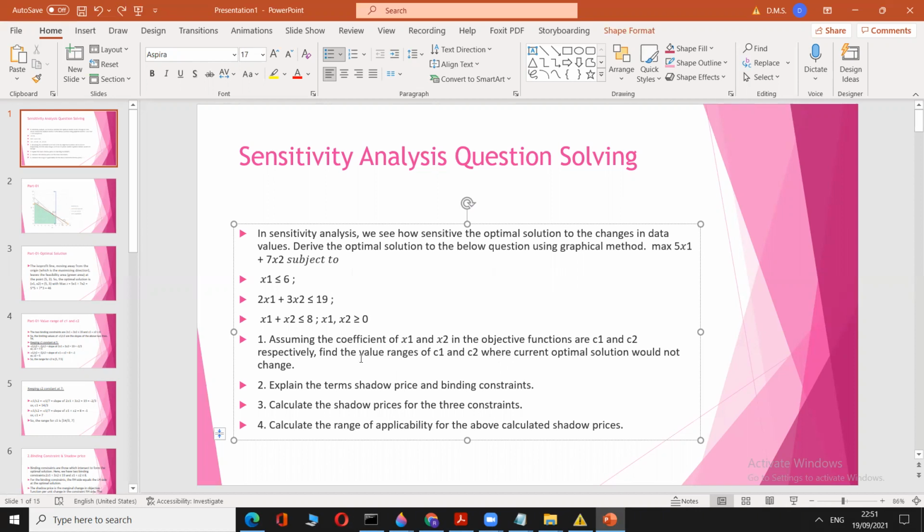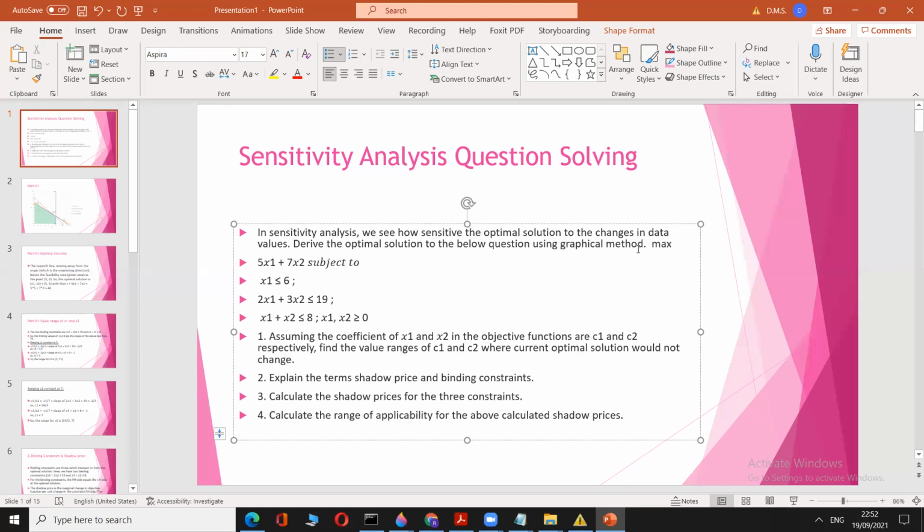That means you want to find the values for c1 and c2. c1 and c2 are the coefficients of your maximization function, that means your objective function, and you want to find the range of values for those constants. Here you know that this is our objective function, 5x1 plus 7x2, and we can take it as 5x1 plus 7x2 equals z.